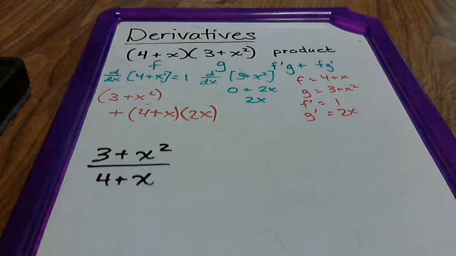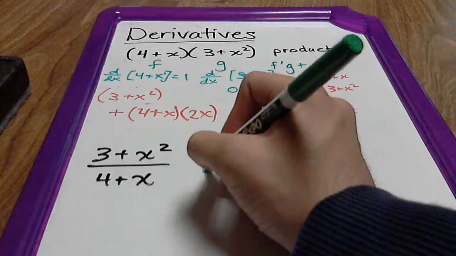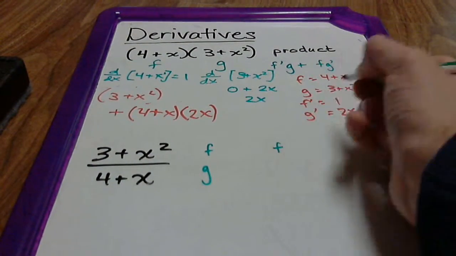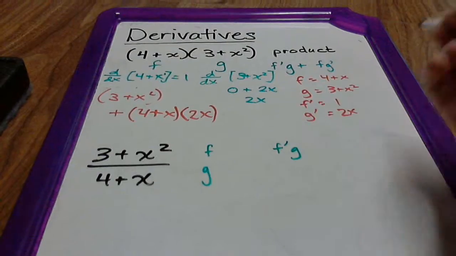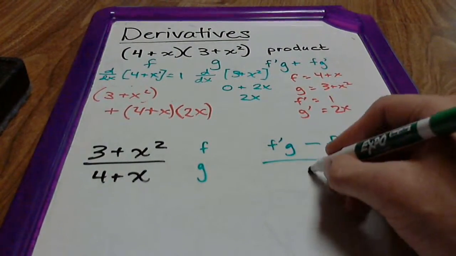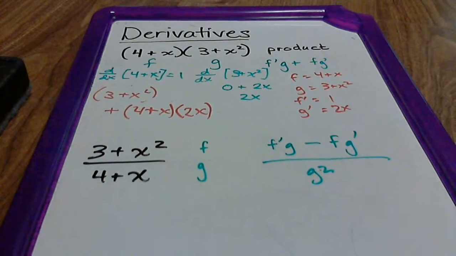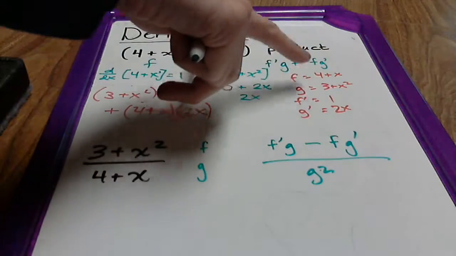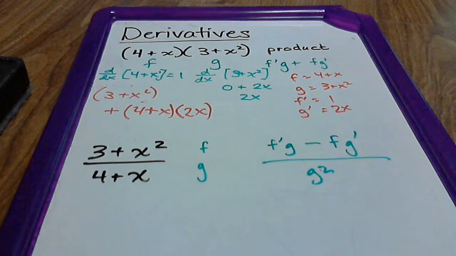So now let's look at this one with the quotient rule. Okay, so your top function is your f, your bottom function is your g. So we have that quotient rule now. We have low d high, so f prime g minus high d low over the square of the bottom. Okay, so we have the same functions as we did from the top, so let's just use what we've got up here, instead of having to rewrite it all.